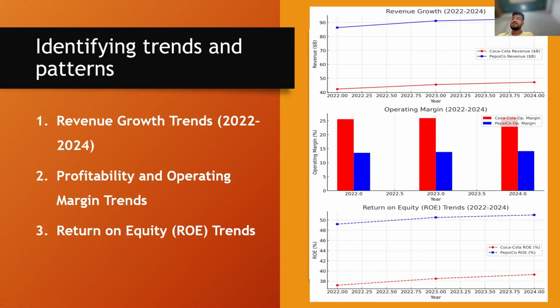This slide contains a visual representation of financial trends for Coca-Cola and PepsiCo, providing key insights into revenue growth, profitability, and financial efficiency. Below is a detailed analysis of the trends. We'll start with the first point, revenue growth trends. Coca-Cola demonstrates steady growth from $42.3 billion in 2022 to $47.2 billion in 2024.